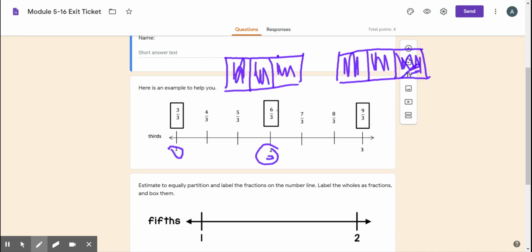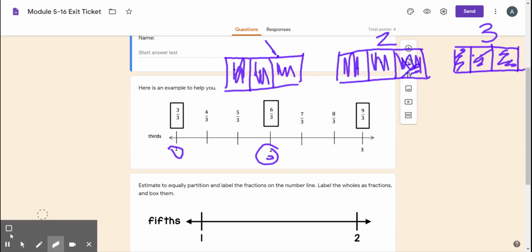So I can continue to count by thirds. 7/3, 8/3, 9/3. This one says I have 3 wholes. So I'm going to add to what I already have. Draw another rectangle, break it up into thirds. Here I had 1, 2, 3, 4, 5, 6/3, 7/3, 8/3, 9/3. So you can see 3 wholes. This is 1 whole here. This is 2 wholes here. And this is 3 wholes here, which is the same as 9/3.